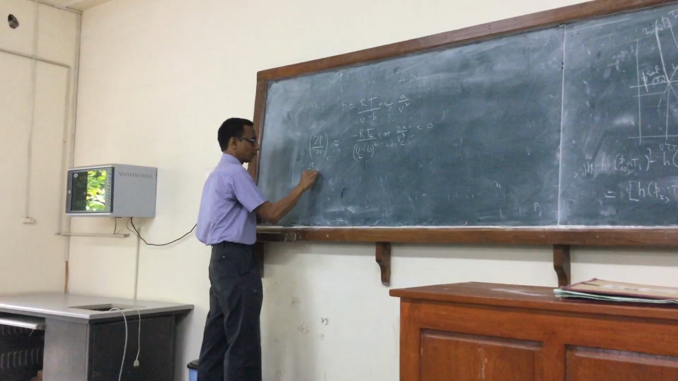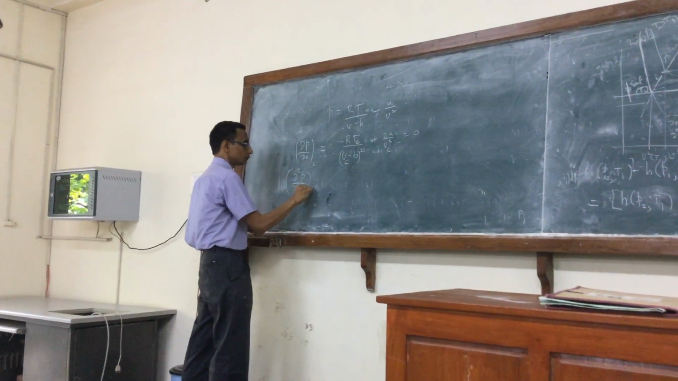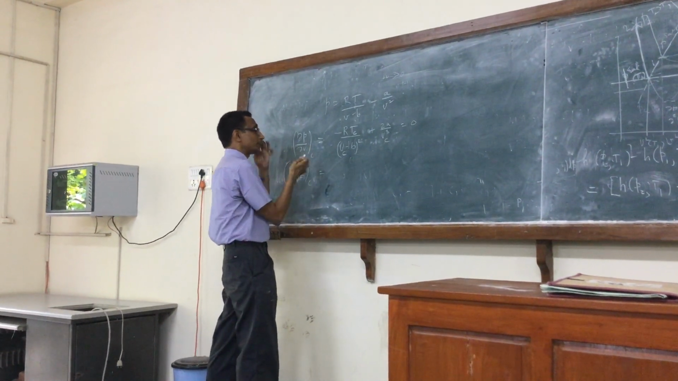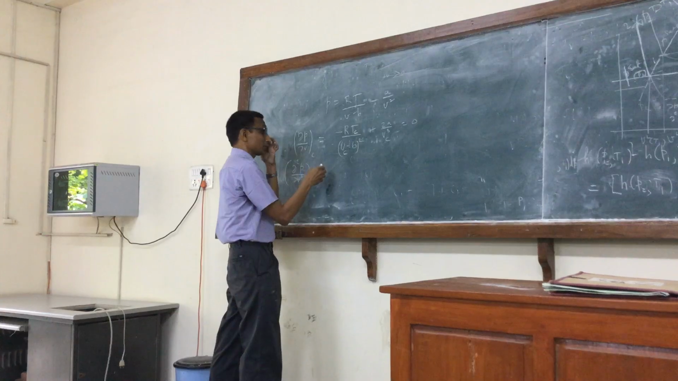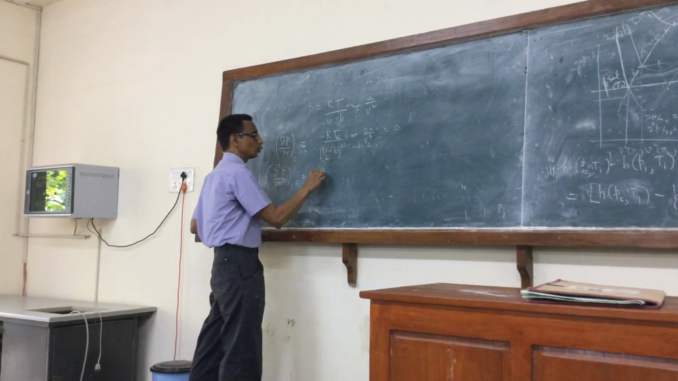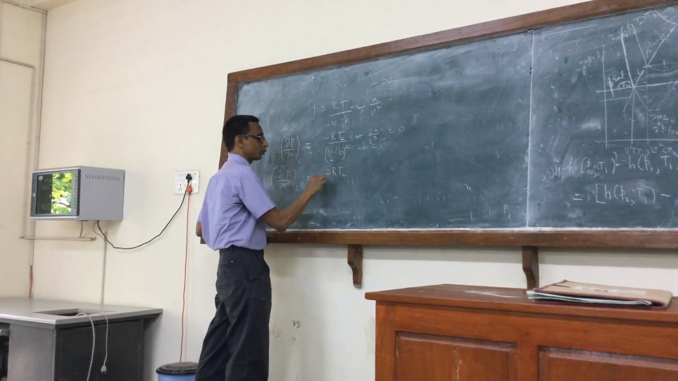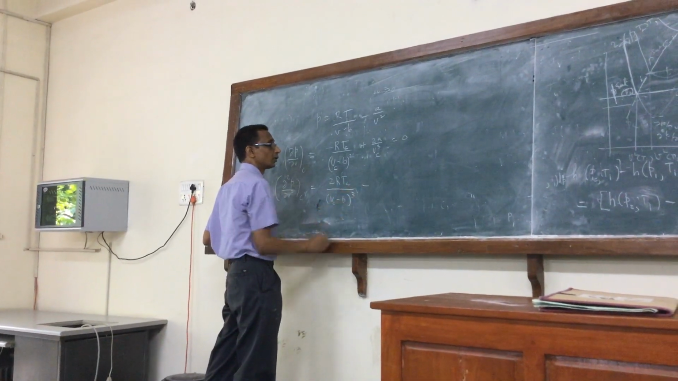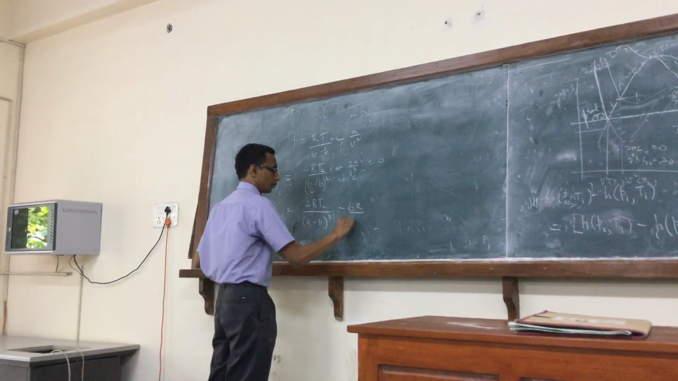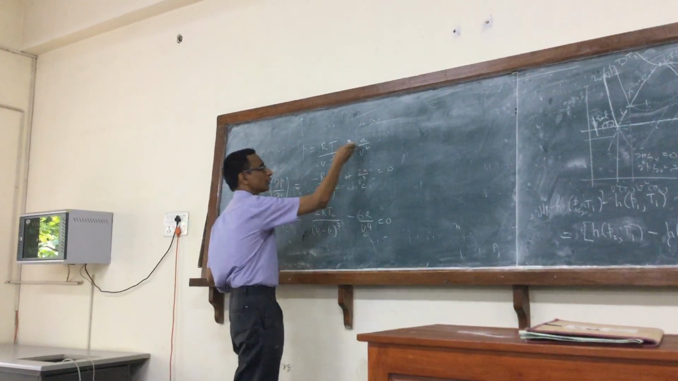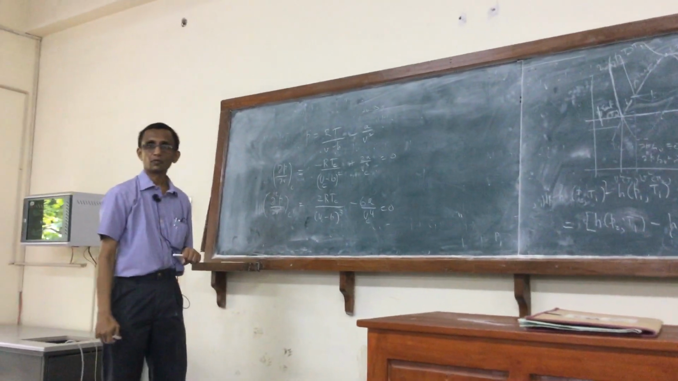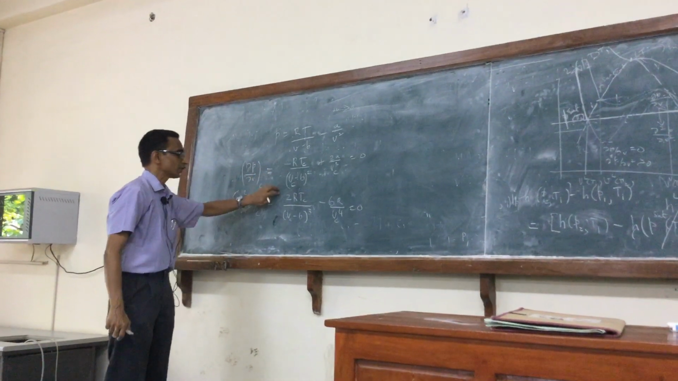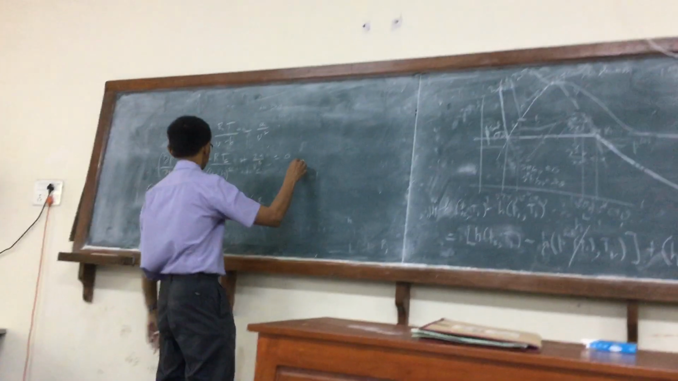d²P/dV² is equal to, I have to differentiate this. I have to differentiate this once. So this would be 2RT, and then I have to substitute. So I am differentiating and then substituting again for V_c and T_c. So I have this. Now I can simplify this and write this.